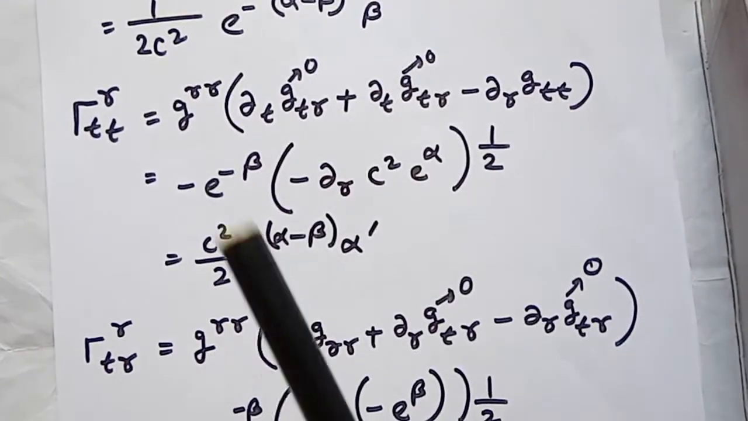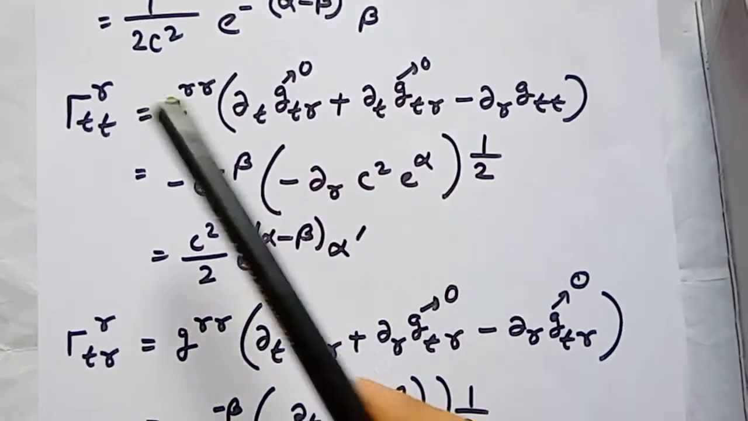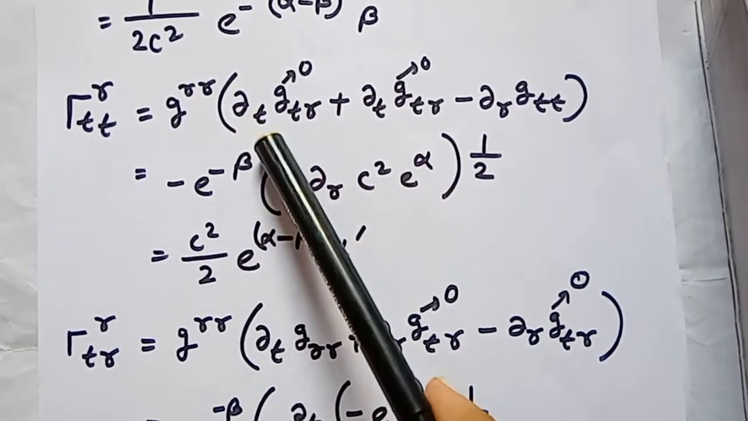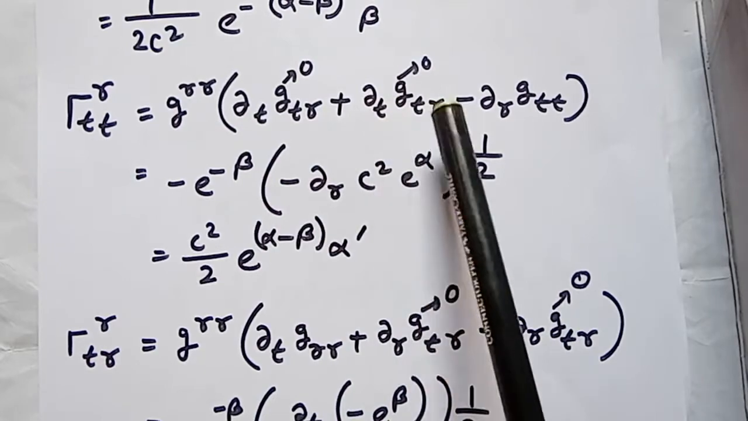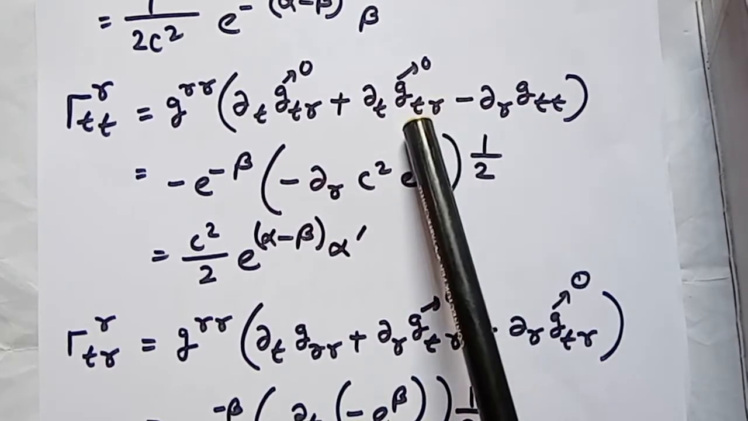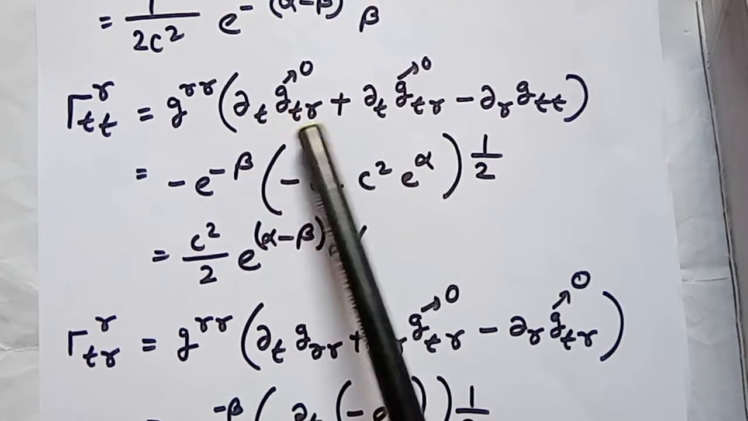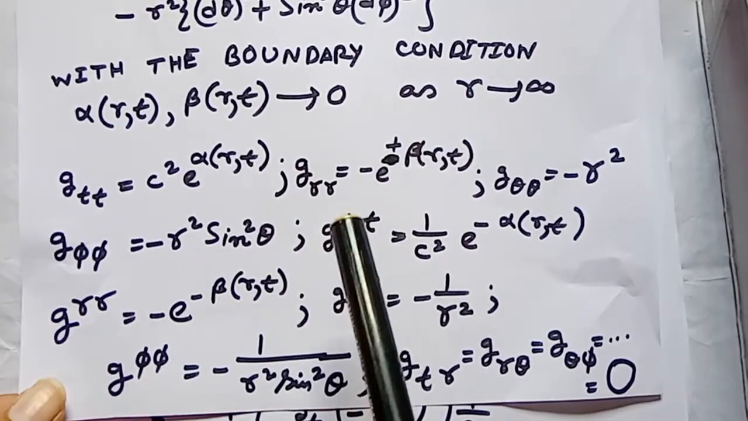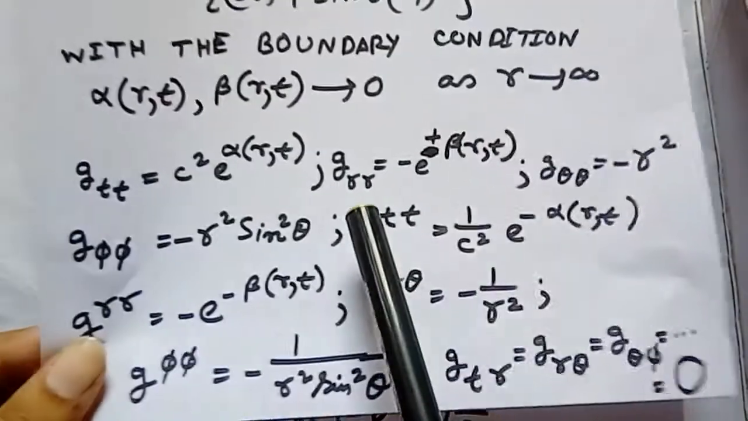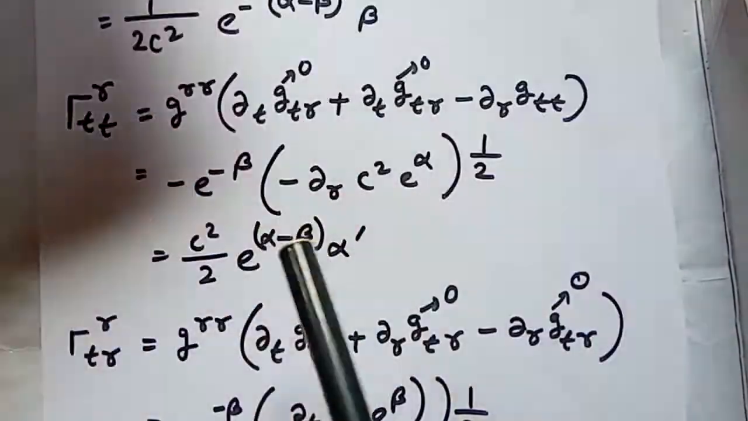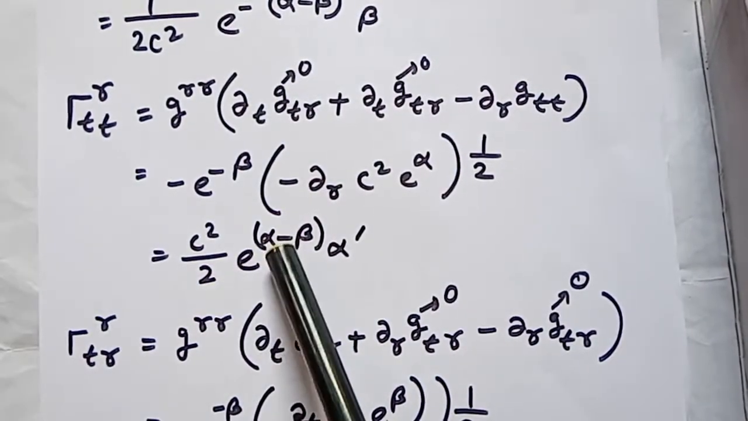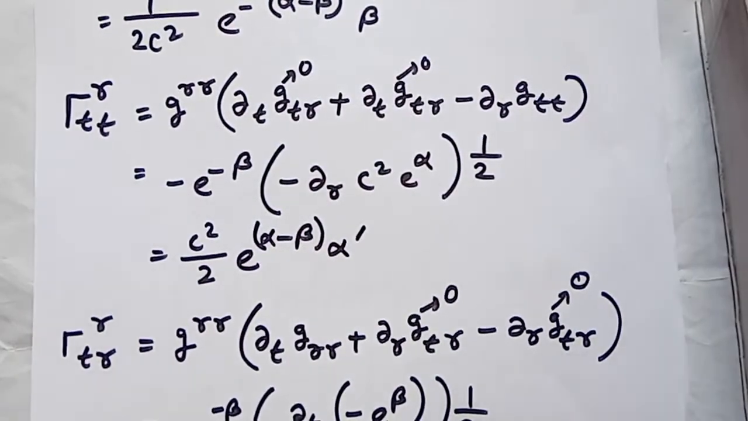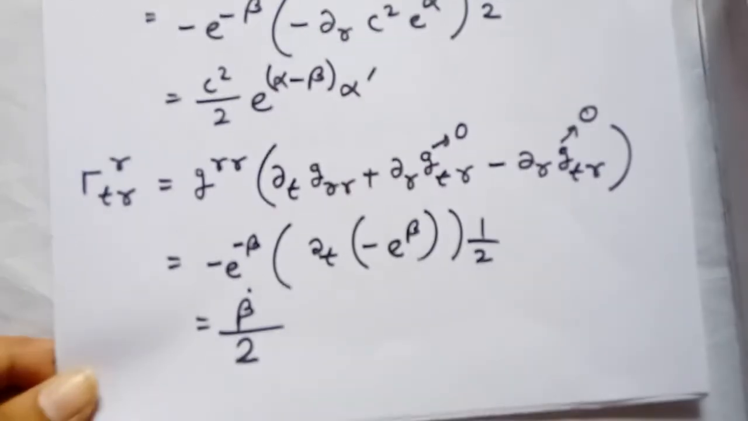Now we have gamma rtt, g rr half of del r del t g tr plus del t g tr minus del r g tt, where the g tr metric is 0, there is no such component in the flat metric. Now we put the g rr value and the g tt value all together, and we have c squared divided by 2 e to the alpha minus beta, alpha prime, where alpha prime stands for differentiating with respect to r.